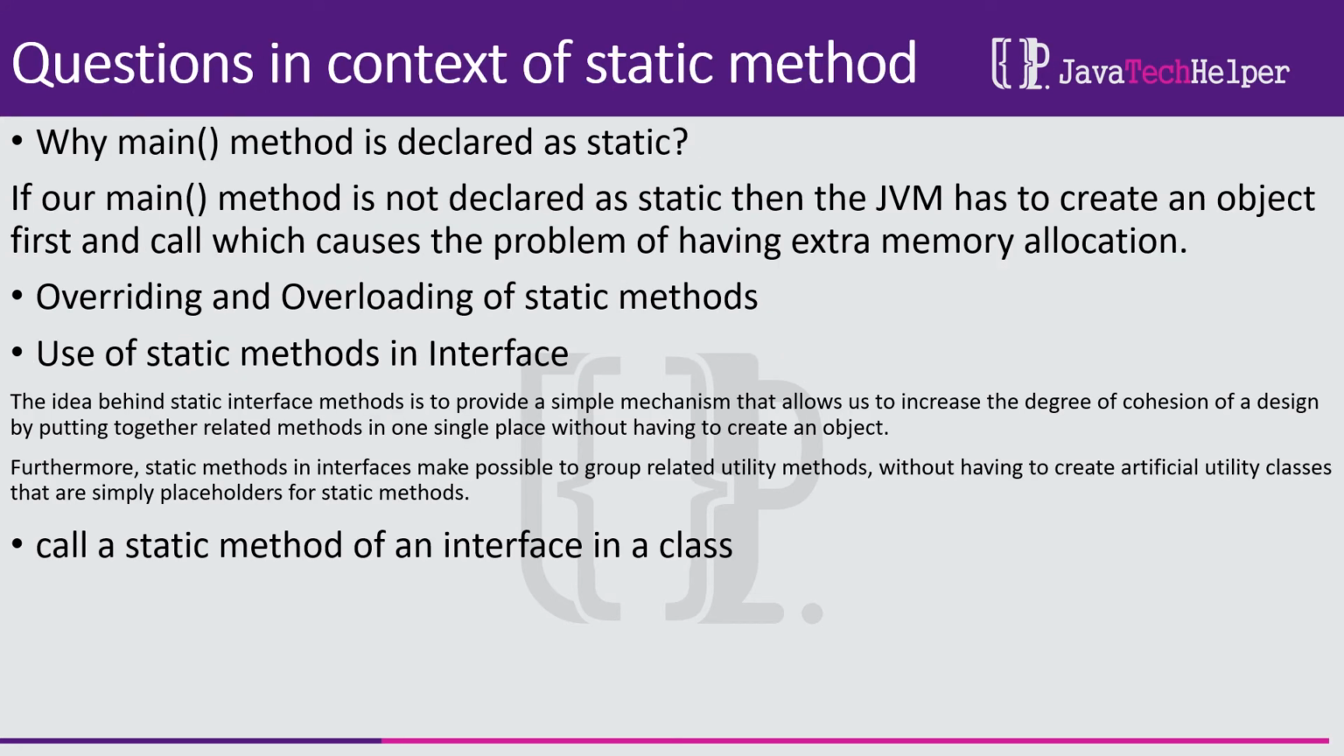Now a question with respect to this: why is the main method declared as static? Because if it is not declared as static, the JVM has to create an object first, allocate some memory for that object, and then it will be able to call your Java class. To avoid that, the main method is static. It need not have an object created before running the class from outside.